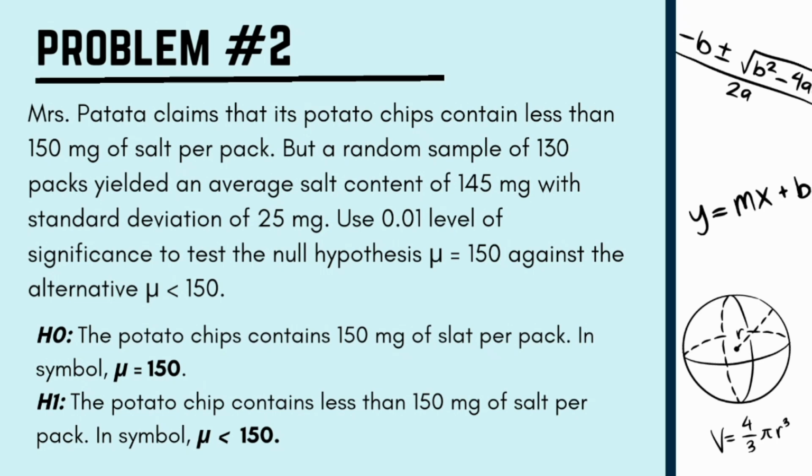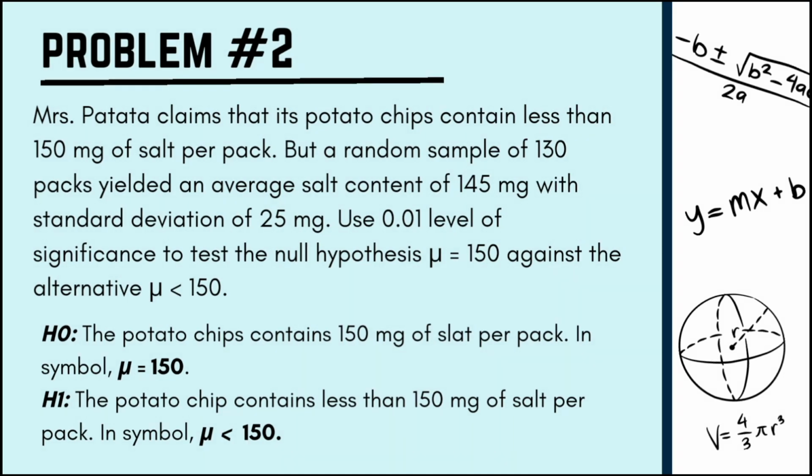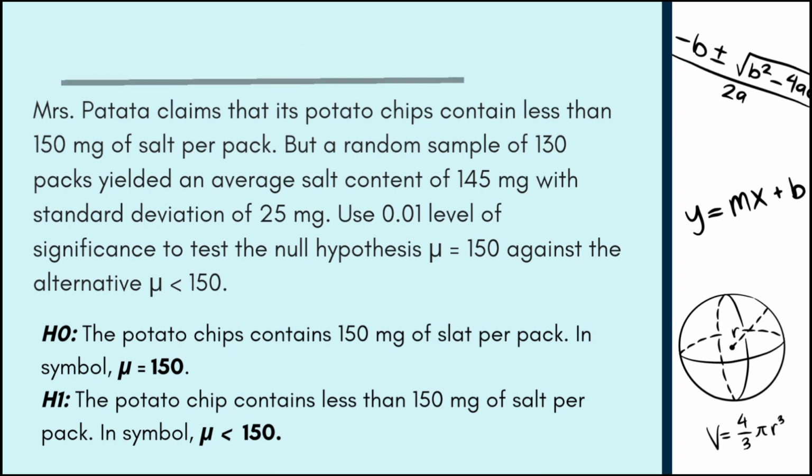The alternative hypothesis is considered directional because if the null hypothesis is rejected, it will only mean that the potato chips is less than 150 and not greater than 150.